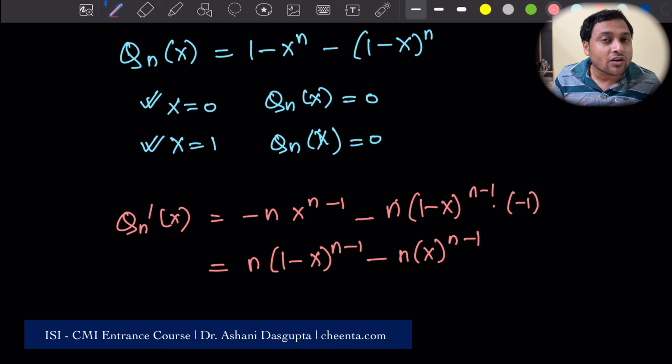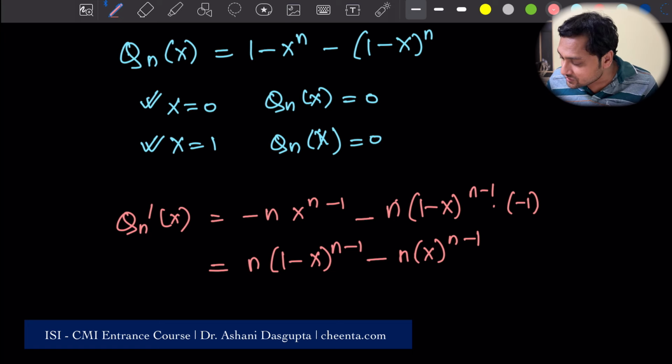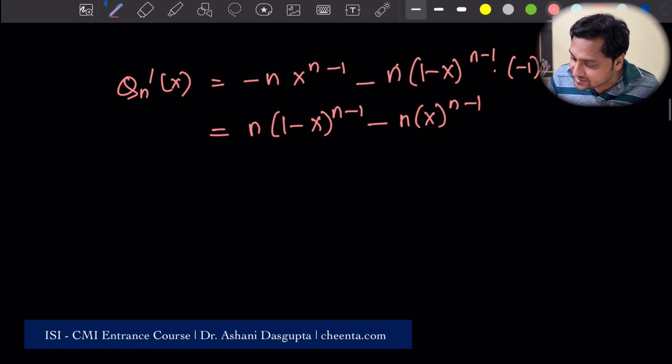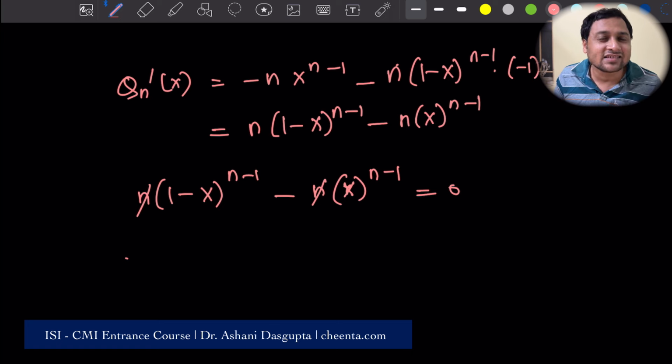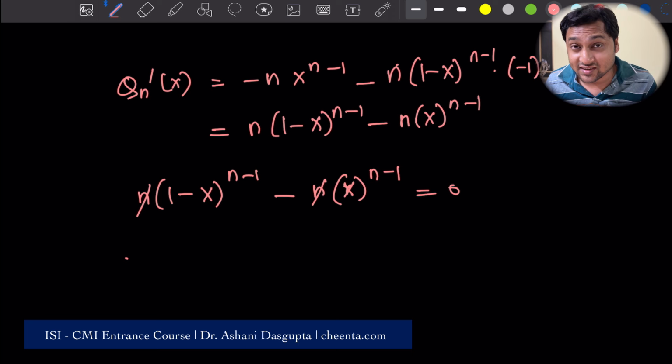You know how to find maxima. You want to see when the first derivative is 0, right? So the first derivative is 0 means I have to set n(1 minus x)^(n-1) minus n x^(n-1) equal to 0. I can cancel off the n because n is not 0, or in fact n is not 1, n is greater than 1 as I just described.